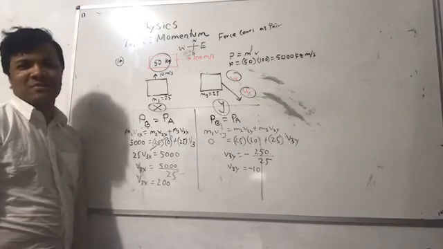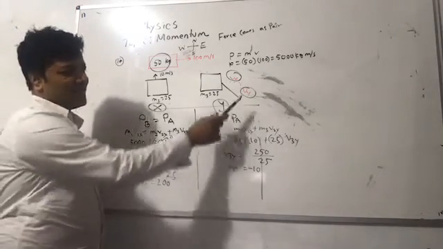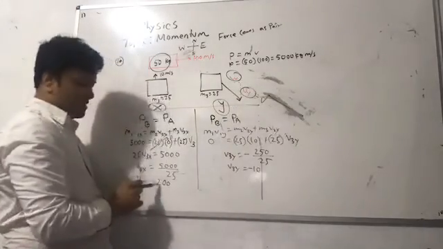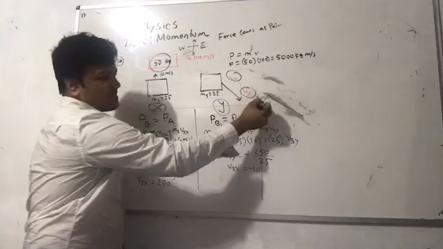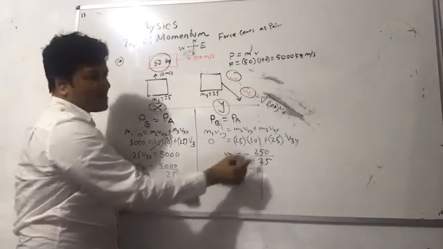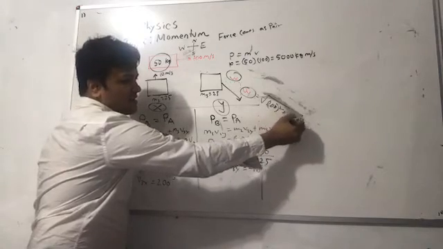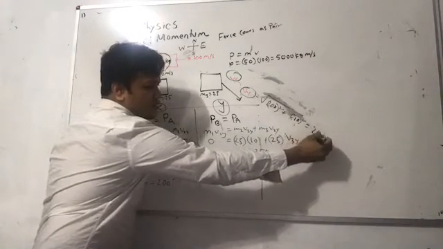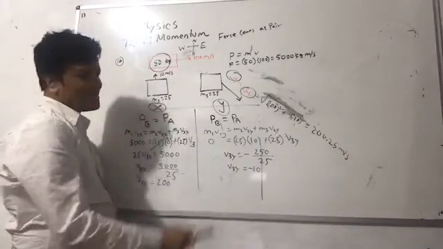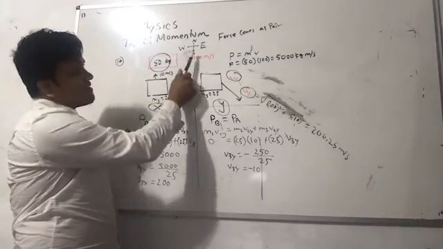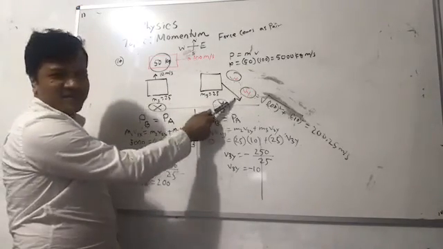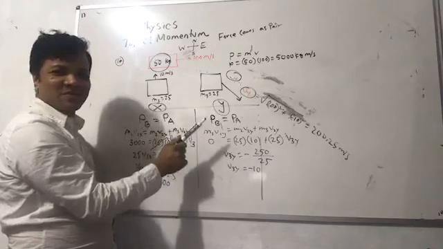Now we can use the Pythagorean theorem to find v. How? We're gonna write 200 squared plus negative 10 squared, and that is 200.25 meter per second. This is southeast. So the velocity of this is 200 meter per second to southeast.